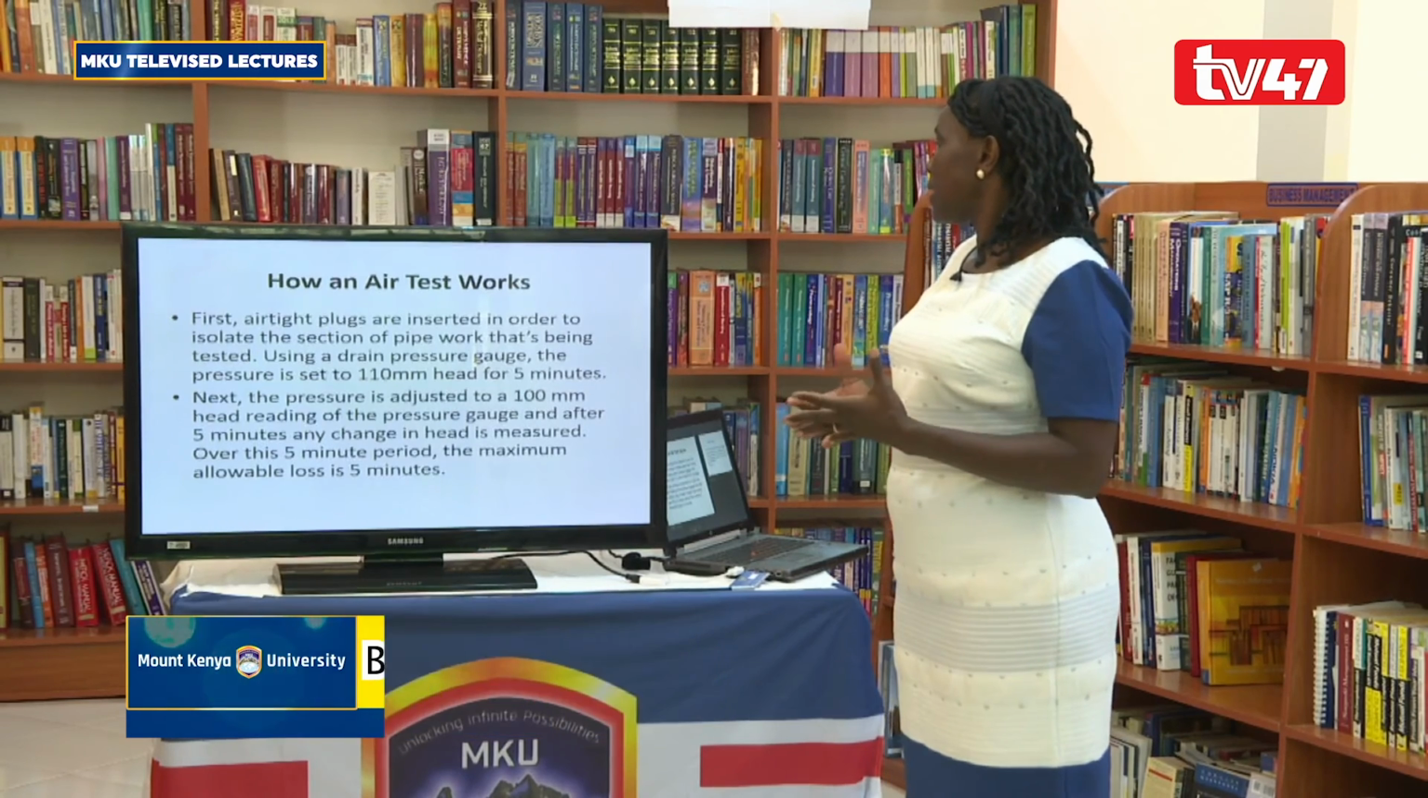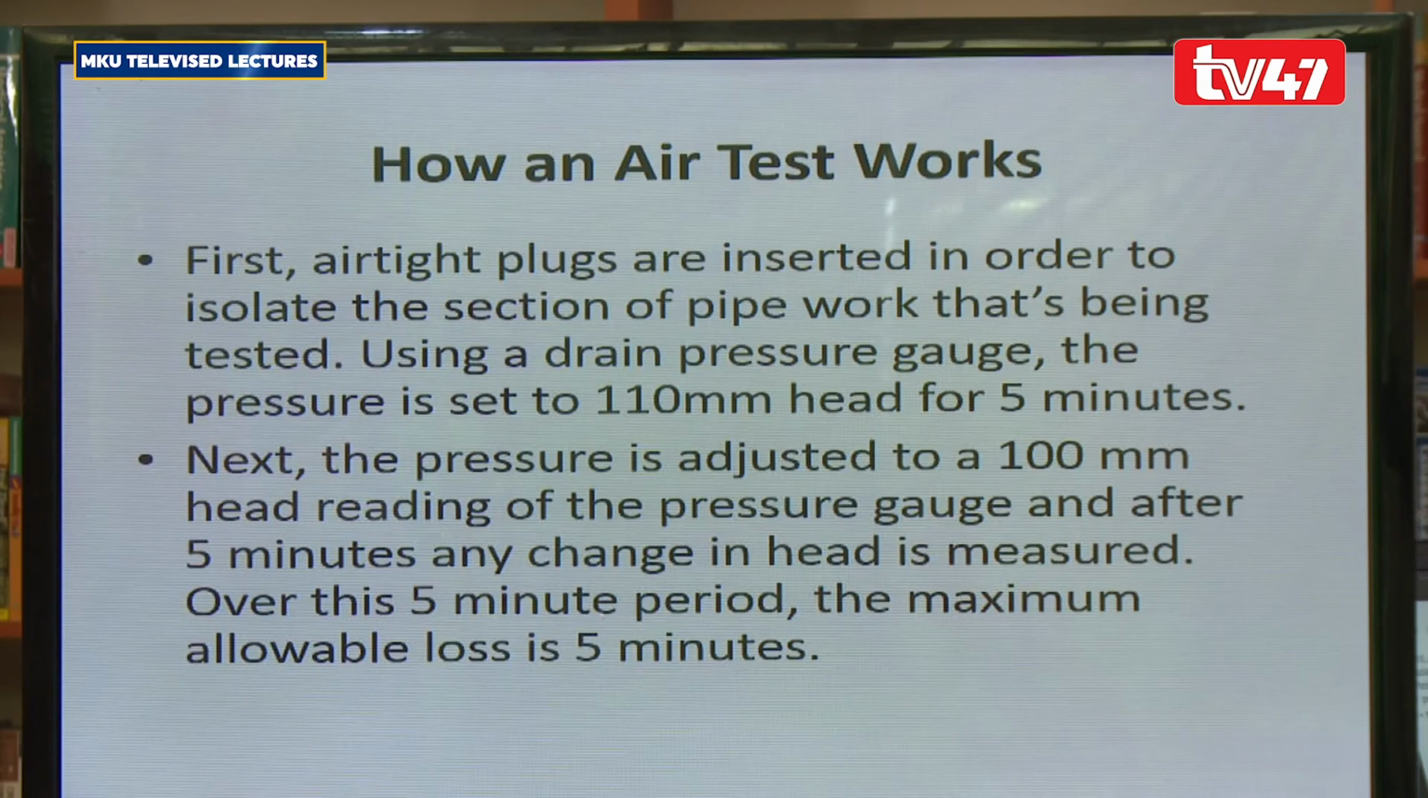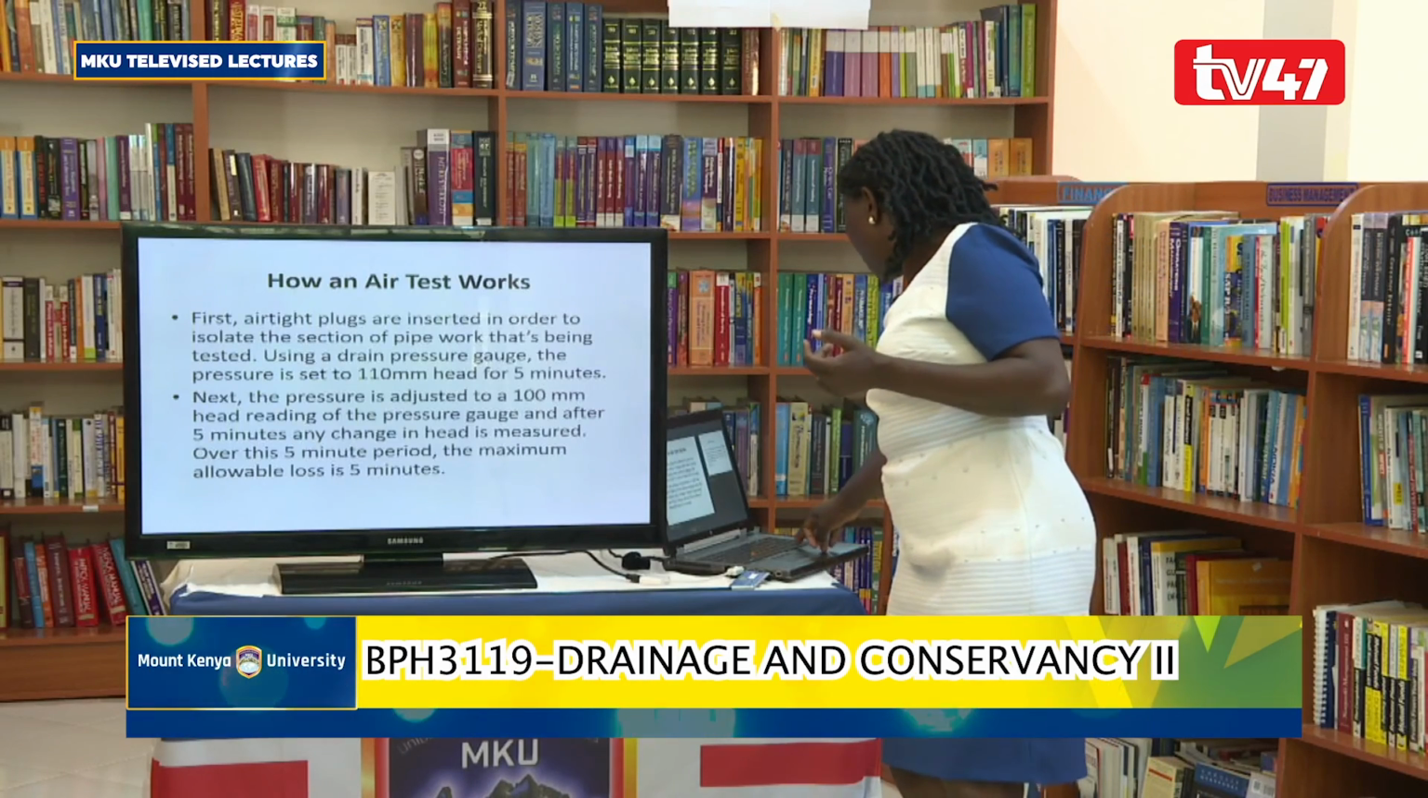So how does an air test work? First, airtight plugs are inserted in order to isolate the section of the pipework that is being tested. Using a drain pressure gauge, you are able to check the pressure for 5 minutes. The pressure is adjusted to a 100 millimeter head reading on the pressure gauge. After 5 minutes, any change in the head will make you know that there is, or is likely to be, a leakage. If there is no leakage, then the pressure will be maintained at that particular point.